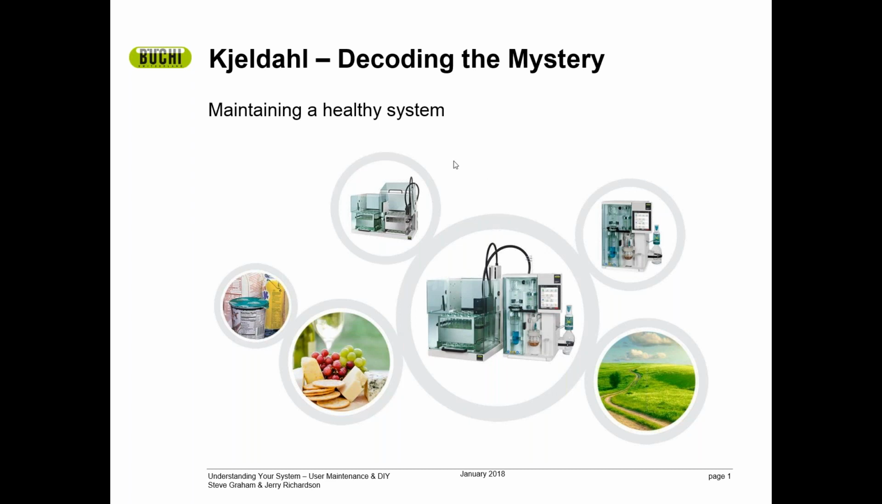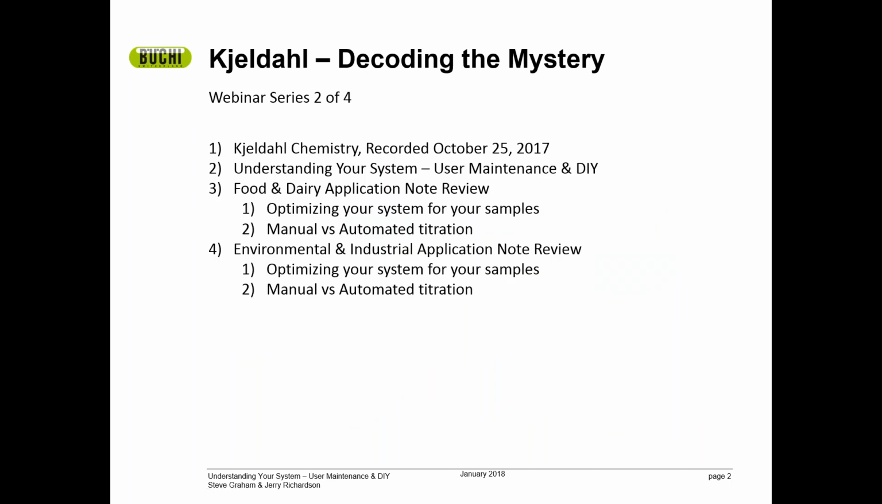Okay, good. So today we're going to talk about the second in our series, and that is in the Decoding the Mysteries series. So kind of to give you an idea of where we're at, historically, last October, we looked at Kjeldahl chemistry. It was recorded, and I'm going to have a link in the thank you note for the attendance that will have the link to the video that you guys can go back to review. Our second in the series today is understanding your system. We're going to look at user maintenance and DIY, so that way there are things you can do to keep your system running in a good, healthy mode to get you good chemistry.